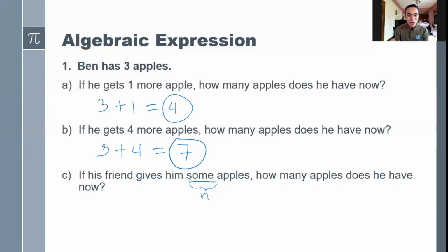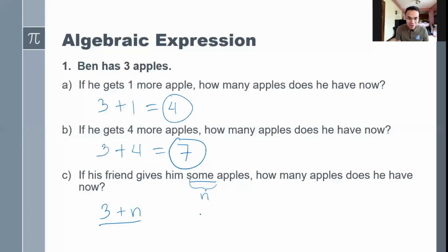So we can read this problem as, if his friend gives him N apples, how many apples does he have now? So just like what we did in letter A and in letter B, at the beginning, Ben had 3 apples and his friend gives him how many apples? N apples. So we have here plus N. So this is the number of apples Ben has now. Did you get this?